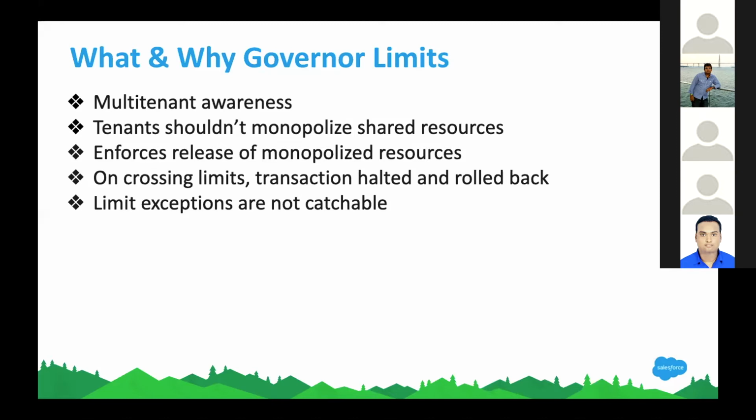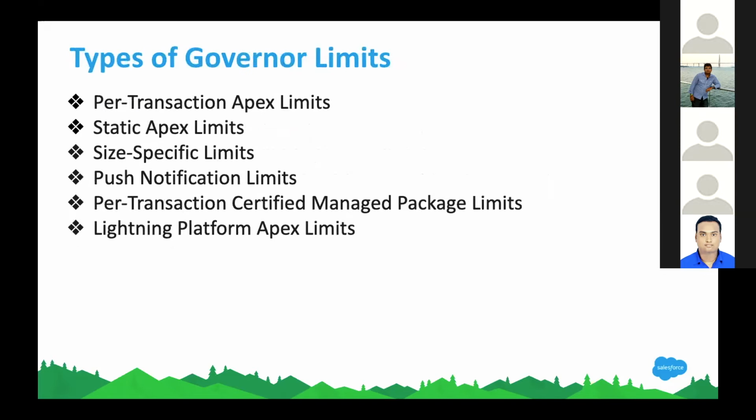And we have an Apex runtime engine that strictly enforces a number of limits to ensure that code doesn't monopolize shared resources. On crossing the limit, the transaction will be halted and rolled back. The most important point is that limit exceptions are not catchable. This is the main thing you want to understand: what the governor limit is and why it is in place. On the next part, we'll go into types of governor limits.